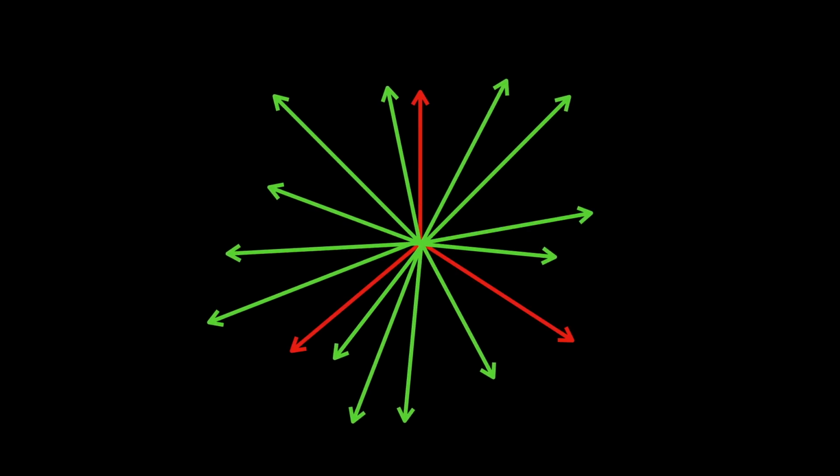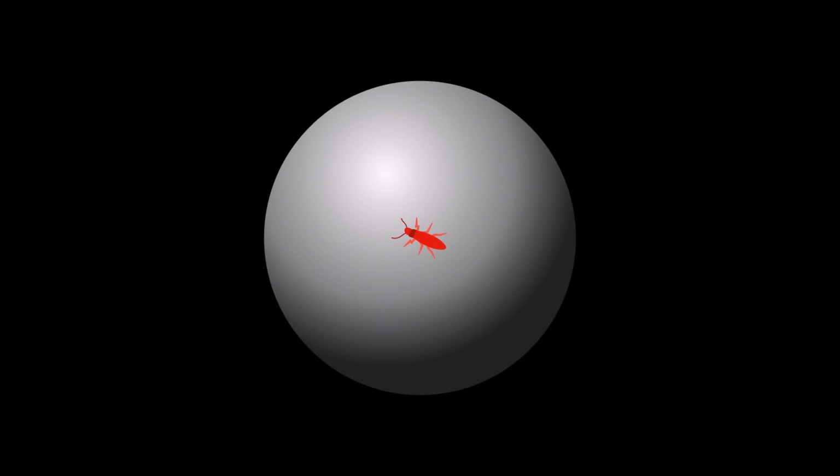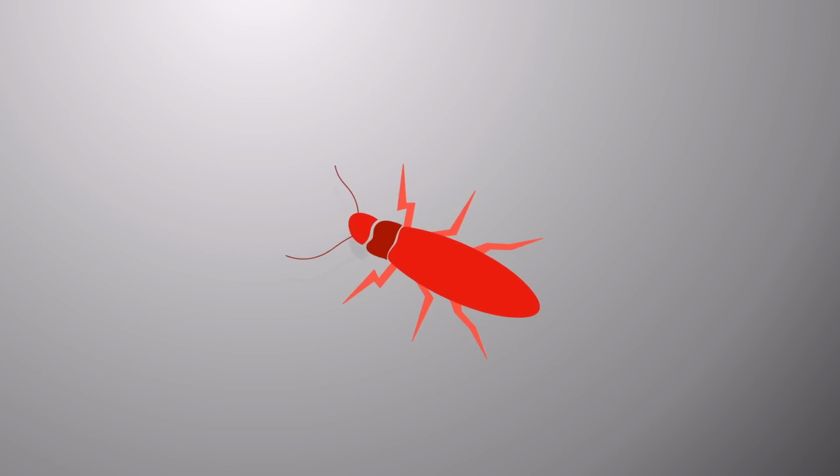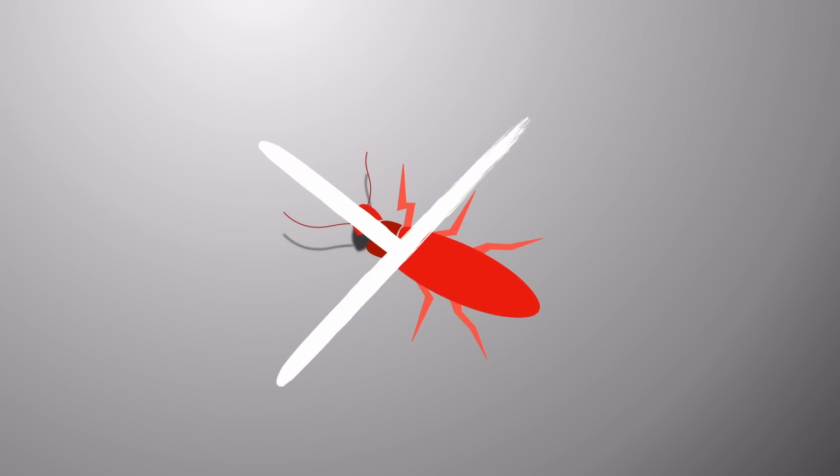Another example of a bug living in 2 dimensions is one that lives on a sphere. He can move around on the surface of the sphere, but just as before, he cannot look up, or down, or out. Also, because up, down, and out do not exist in his 2-dimensional world.